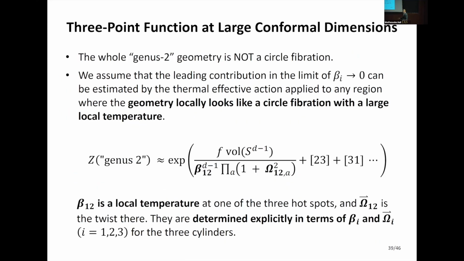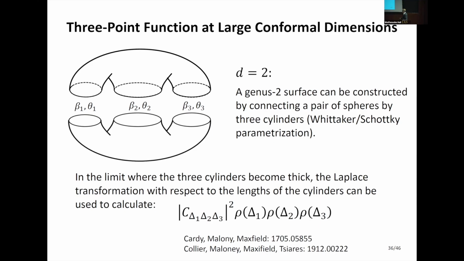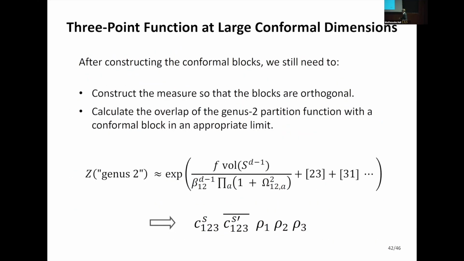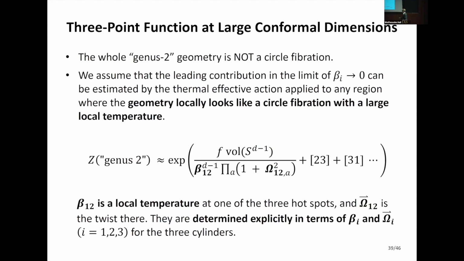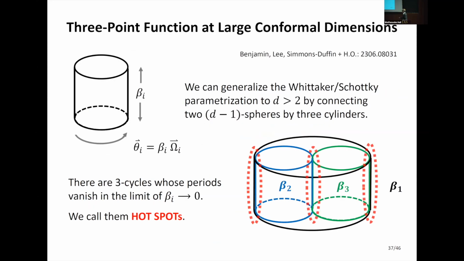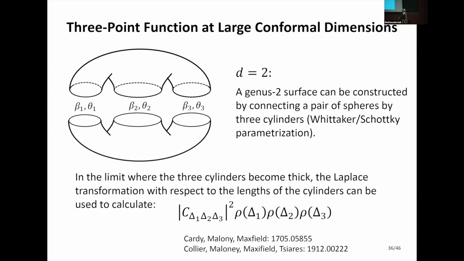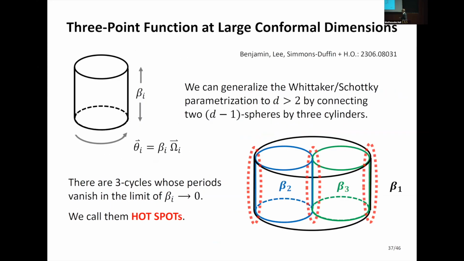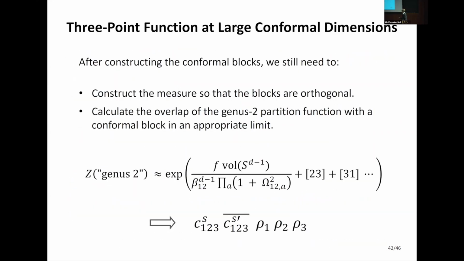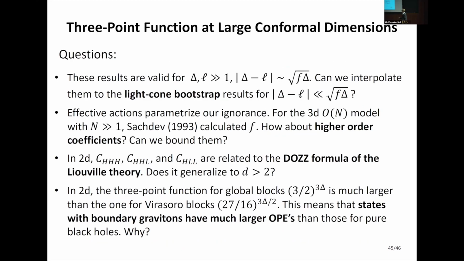the paper by Cardy, Maloney, Maxwell, and Scott Collier and collaborator calculated this 3-point function. I told you that they actually did this calculation using genus 2, but they did a decomposition of this in terms of Virasoro conformal blocks. But our formula is for the global conformal blocks.